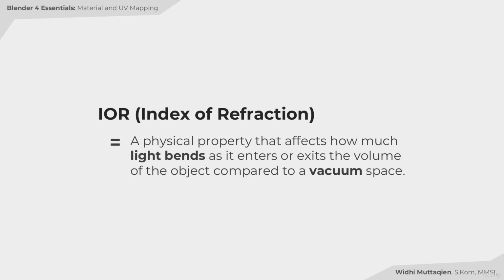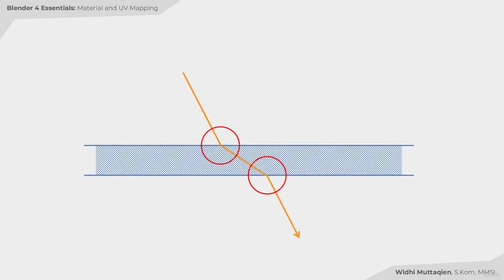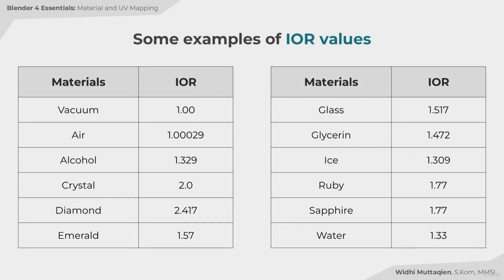Essentially, it is a physical property that affects how much light bends when it enters or exits the object's volume. You can easily search online for the correct IOR values. As you can see, the vacuum is 1, air is almost 1, water is roughly at 1.3, diamond is about 2.4, and common glass is about 1.5, which is the default value used by Blender. You can follow these values if you want to be perfectly accurate or physically correct in your rendering.